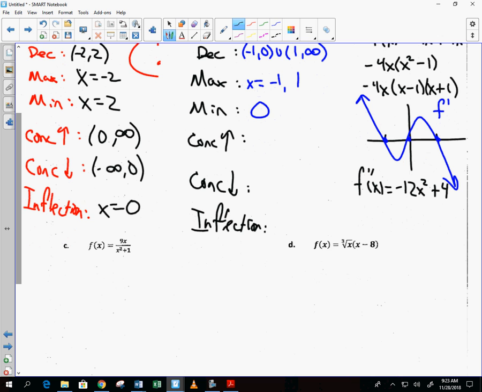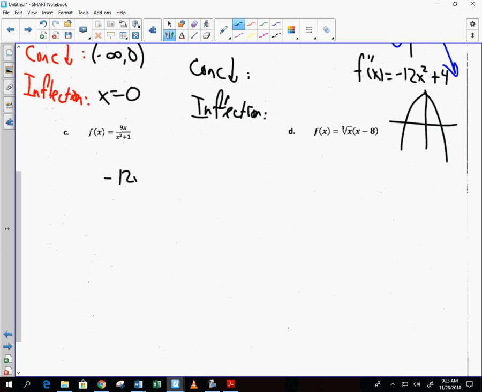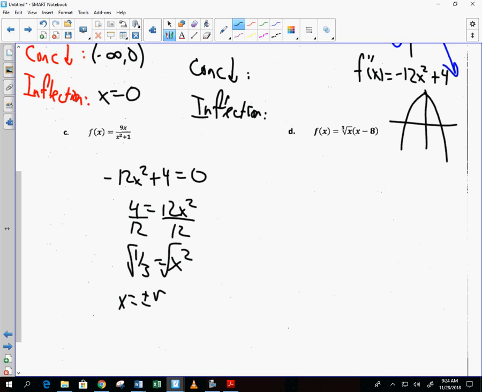Do you know what that graph looks like? Yeah, it's a parabola. It's upside down, right? Shifted up 4 units. Sure would be nice to know where it crosses the x-axis, though, right? Could we find that? Yeah, or we could just solve. I'm going to use a little scratch space here. We got negative 12x squared plus 4 is equal to 0. So 4 is equal to 12x squared. Divide by 12. 1/3 is equal to x squared. Square root. Plus or minus root of 3 over 3.